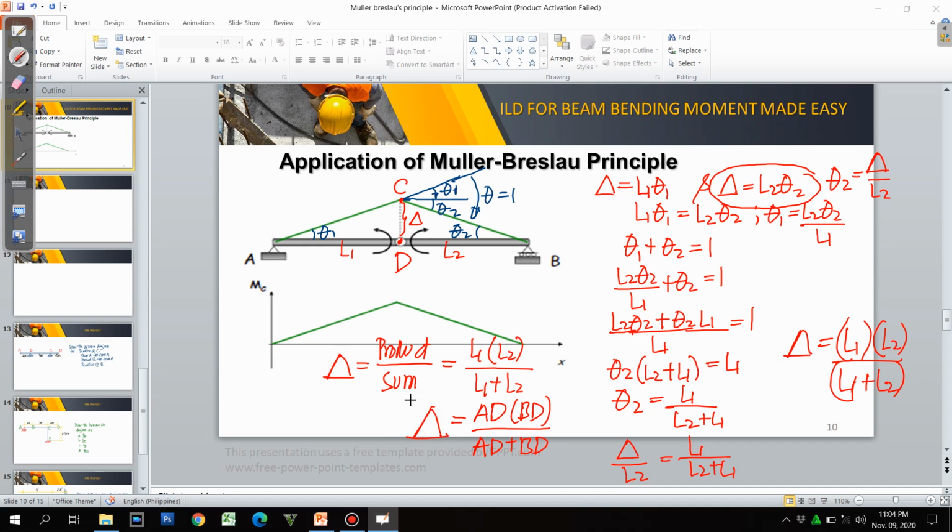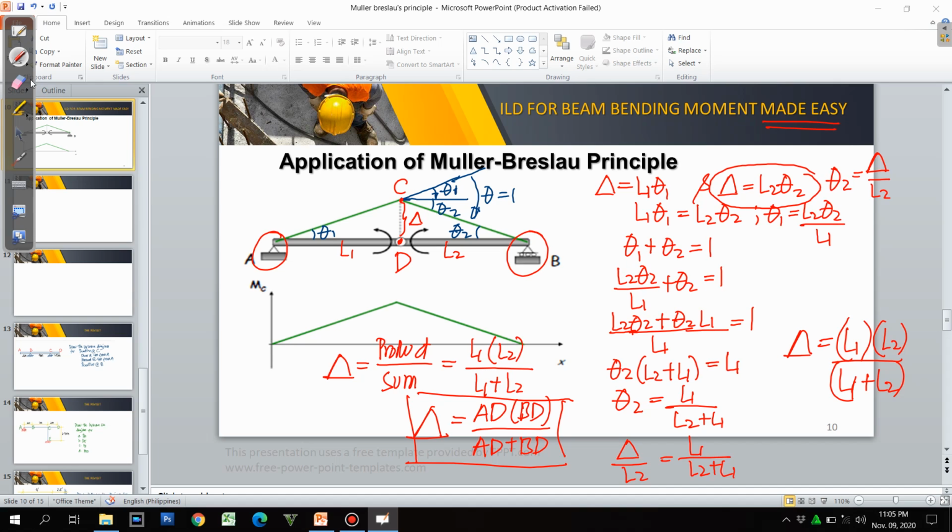So this is delta. And this is what the Müller-Breslau law for bending moment is all about. The procedure has made it easy. So if we know this, where your point of concern is, just take note of the reactions. The same is true with the treatment we had with the roller and a hinge.